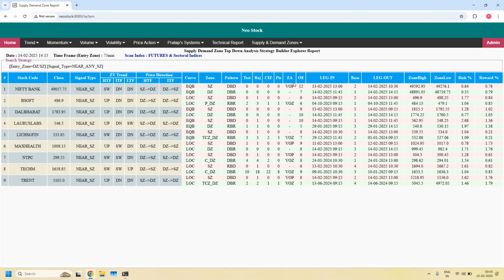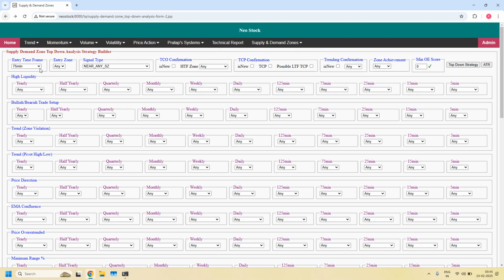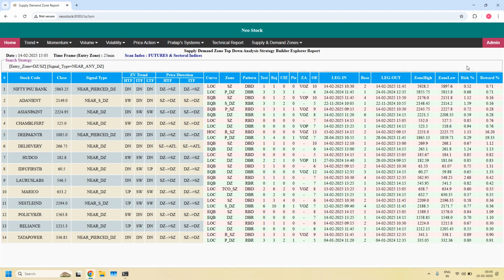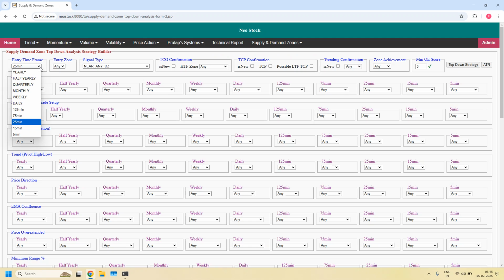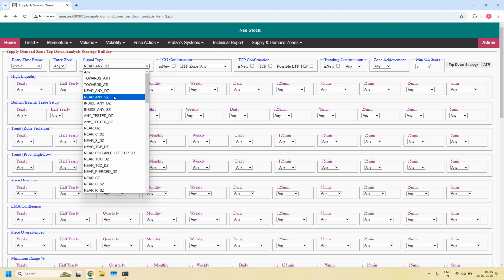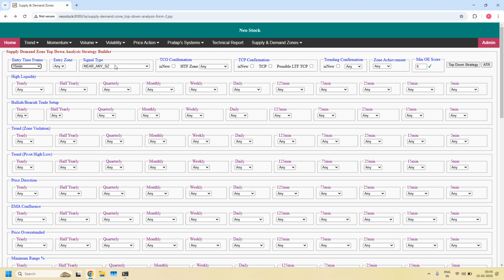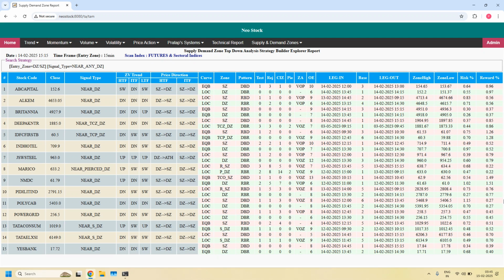75 minutes time frame, and the next time frame is 25 minutes. Stocks near 25 minutes demand zone, we got 14 stocks. Next 25 minutes time frame, stocks near 25 minutes supply zone, we got 8 stocks. Okay, next time frame is 15 minutes. Stocks near 15 minutes demand zone, we got 15 stocks.